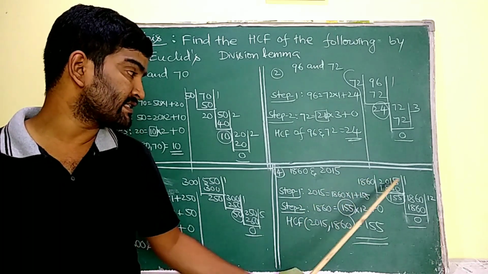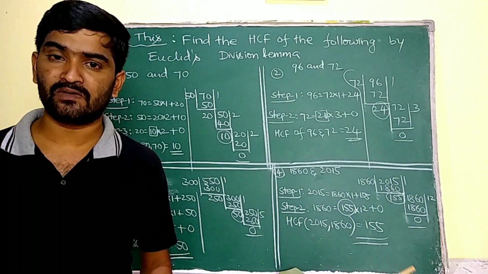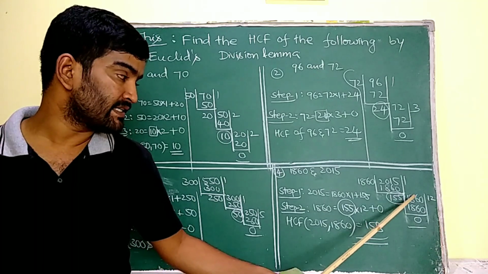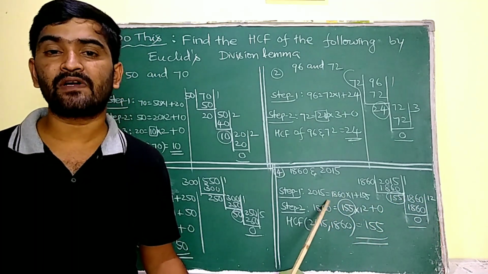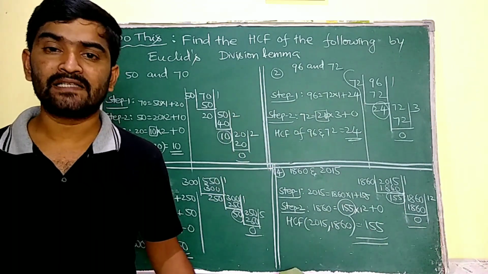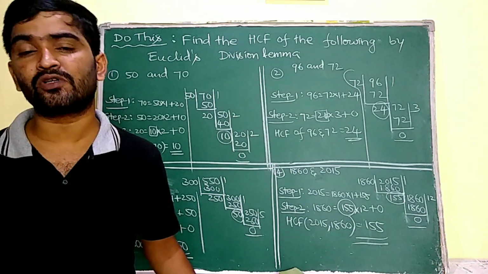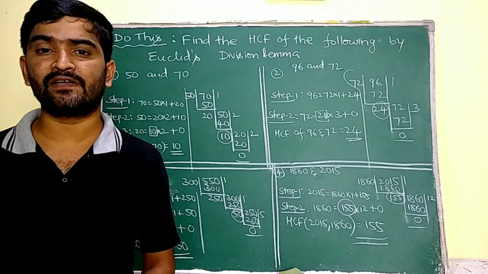2015 is equal to 1860 into 1 plus 155. That is one step. Coming to the second step, 1860 is equal to 155 into 12 plus 0. Okay. So this 155 is known as the HCF of the numbers 1860 and 2015. I hope you understand everyone.